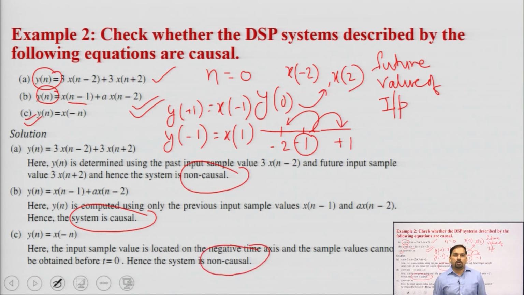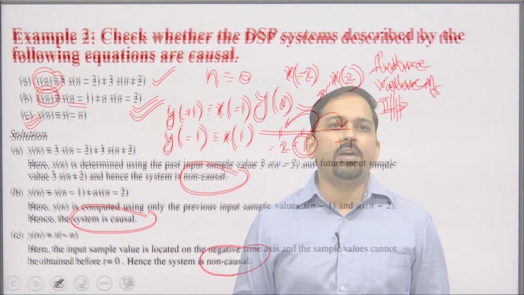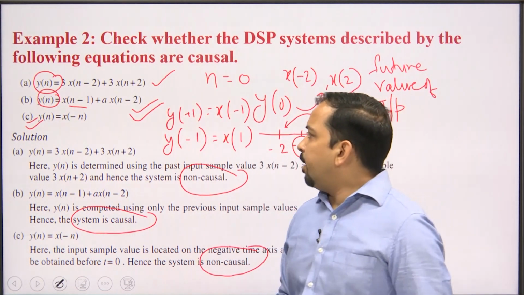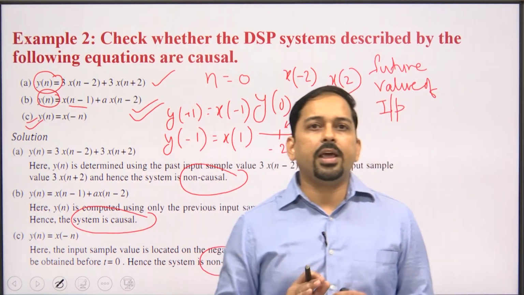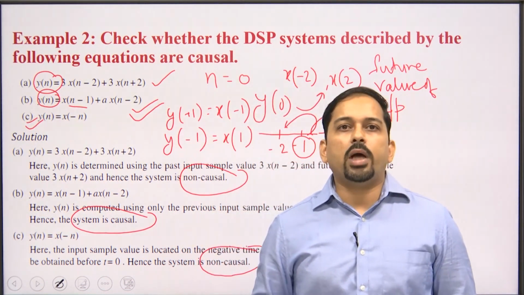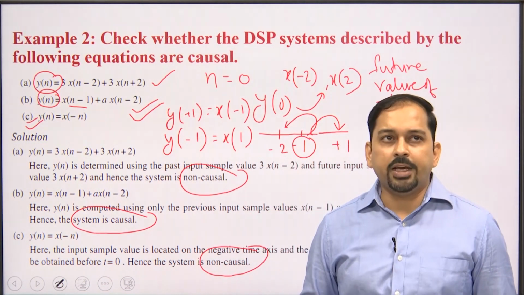Keep this small thing in mind, that we always need to check some positive values of n, some negative values of n, and also n equal to 0. By checking these 3 cases, we are able to predict whether the system is causal or non-causal.